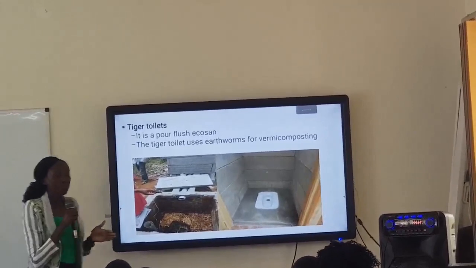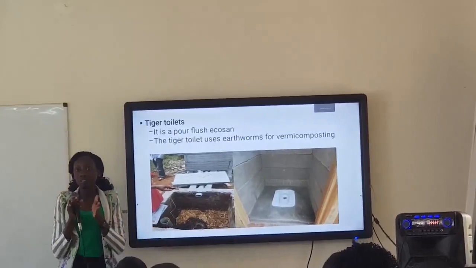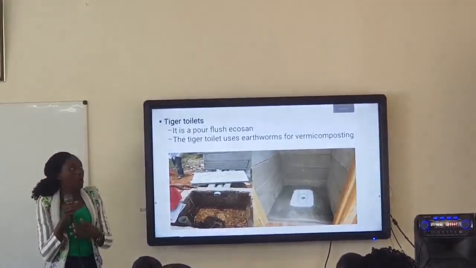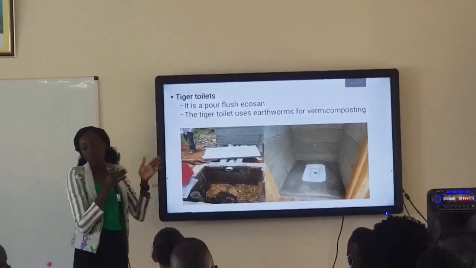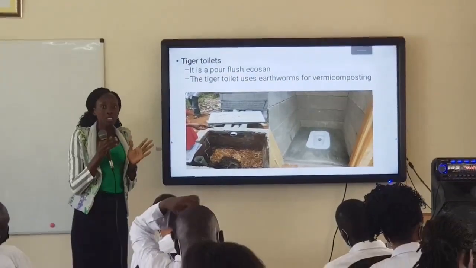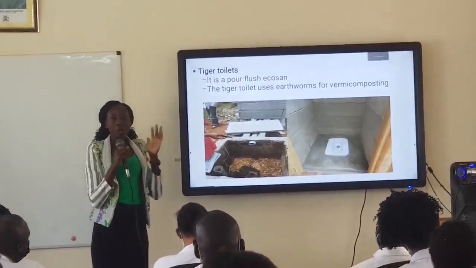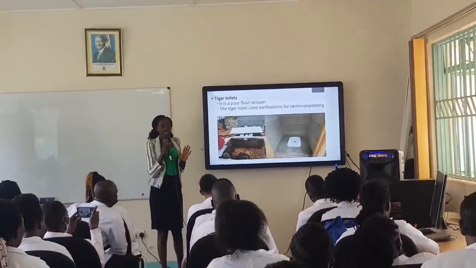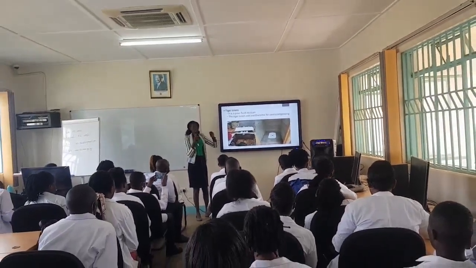What we call ecosan is that the urine goes in a different chamber, and the feces go in another chamber. But this one comes with a unique bit: it has tiger worms that feed on that fecal matter and decompose it. They feed on it and produce what we call compost, which is very, very good to be used as fertilizer. So we've established a number of them around Mukono district in different villages.